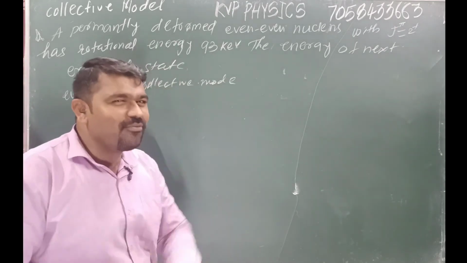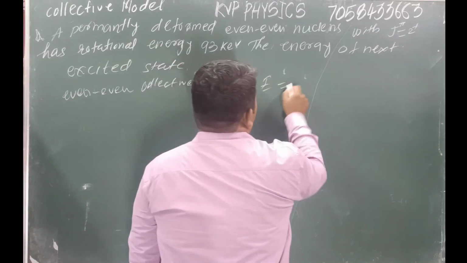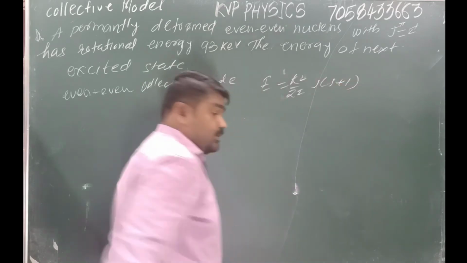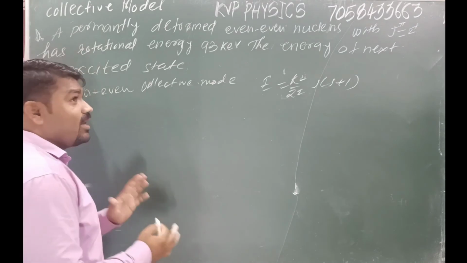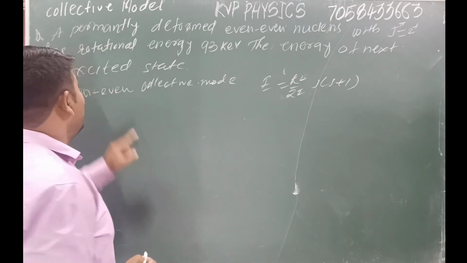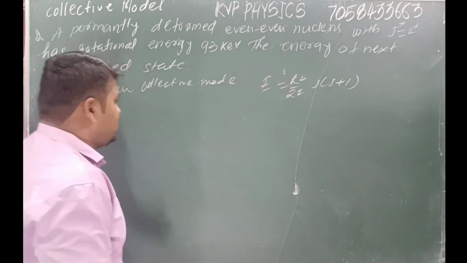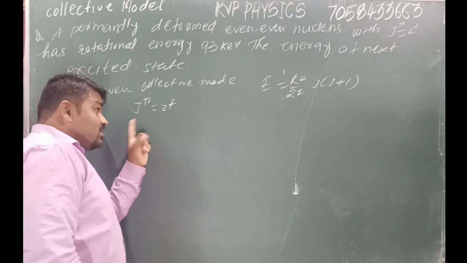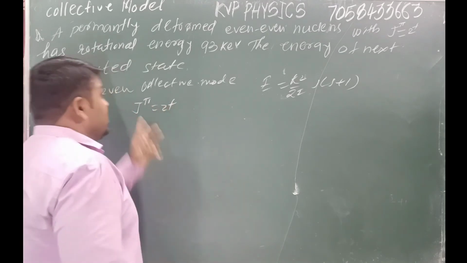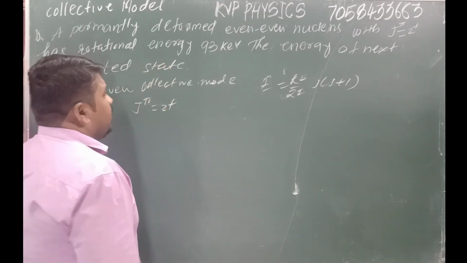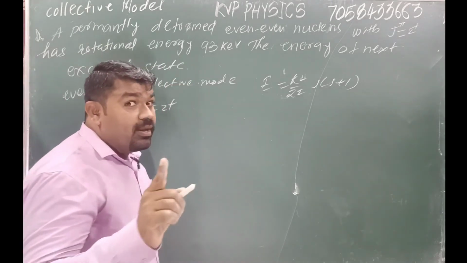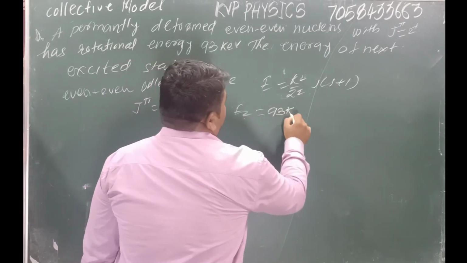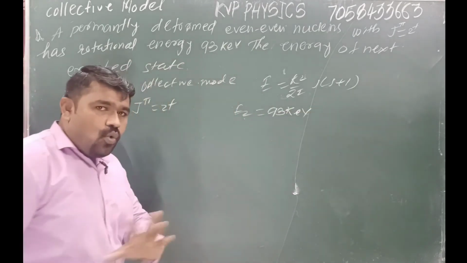In the collective model, we know one formula. Which formula? E is equal to ħ² upon 2I into J into J plus 1. What is the given data? We need to find the ħ² upon 2I value. The deformed nucleus has J pi equal to 2 plus. Yes or no? It means the J value is equal to 2. Next, they have given the 2 plus energy is equal to 93 keV, which means E2 is equal to 93 keV.